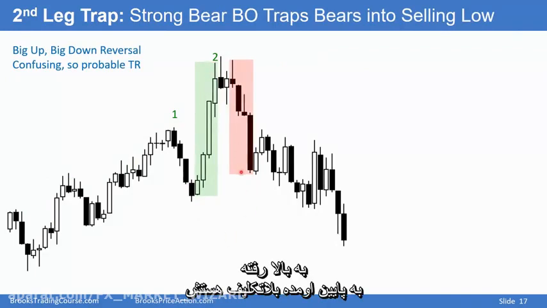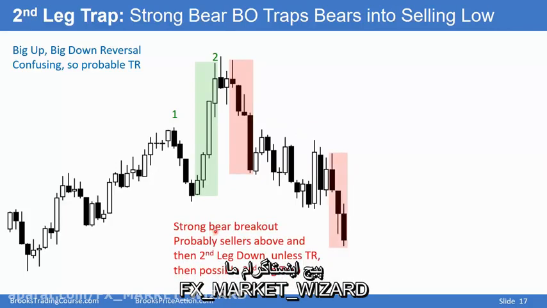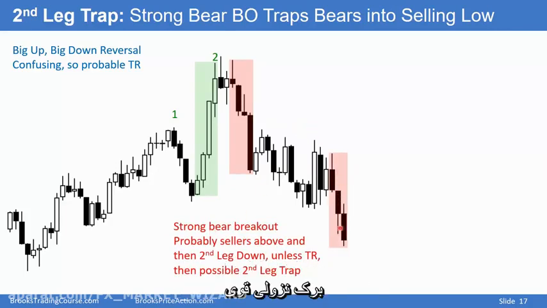Big up, big down, so big confusion. Big confusion usually means the market's going to go sideways, and it went sideways for about 10 bars. Reasonably strong bear breakout. Probably sellers above, probably the first reversal up, bears will sell it, and then a second leg down. But sometimes the second leg is brief, only a single bar.